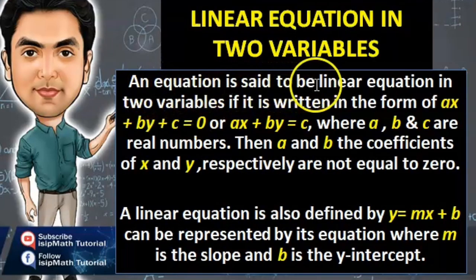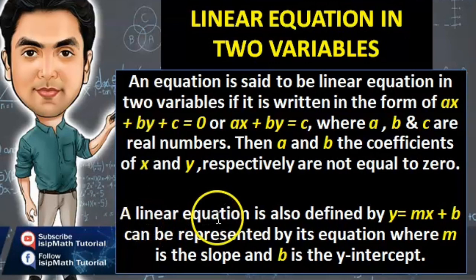An equation is said to be a linear equation in two variables if it is written in the form ax plus by plus c equal to 0 or ax plus by equal to c, where a, b, and c are real numbers. Then a and b, the coefficients of x and y respectively, are not equal to 0. So ito po yung general form ng ating linear equation in two variables, ax plus by plus c equal to 0 or sometimes ax plus by equal to c.